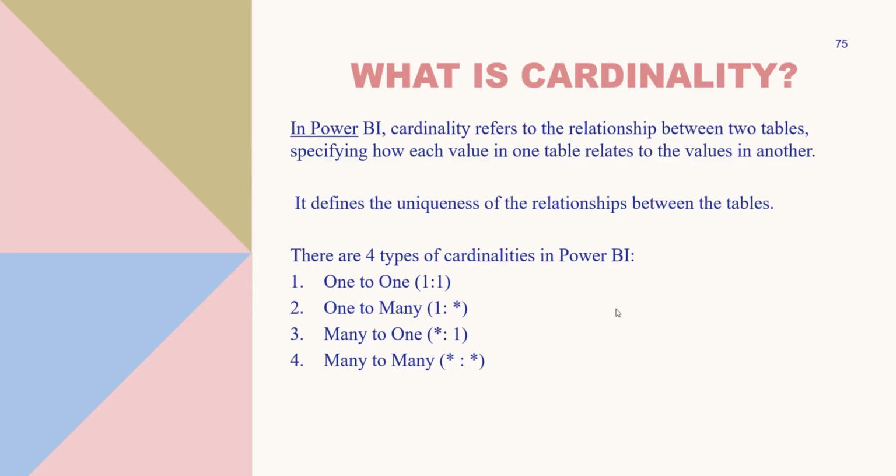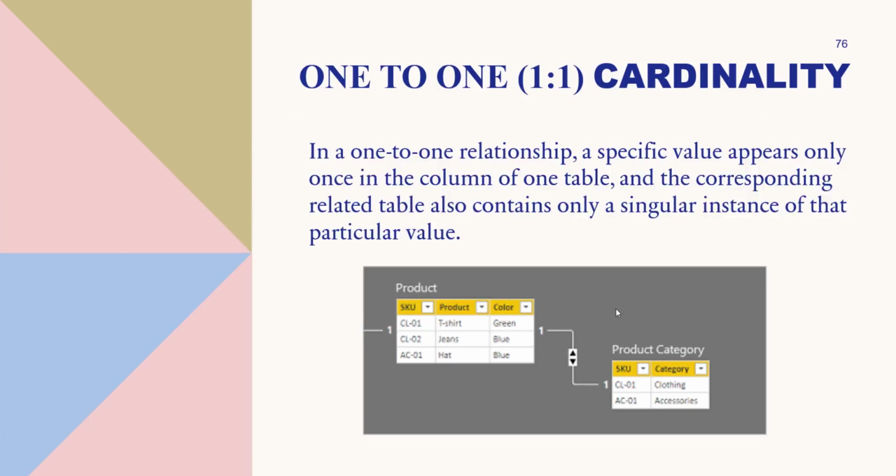Here you can see the one to one cardinality. In this relationship, a specific value appears only once in the column of one table, and the corresponding related table also contains only a single instance of that particular value. Here you can see the example of the one to one cardinality, or relationship.